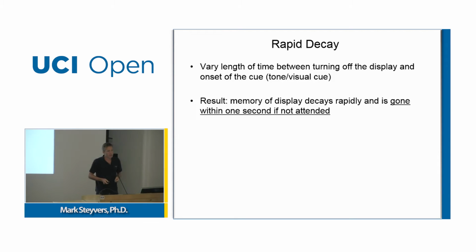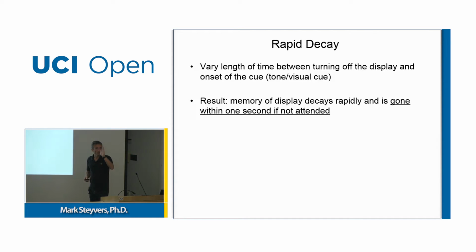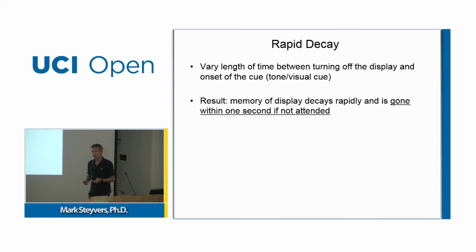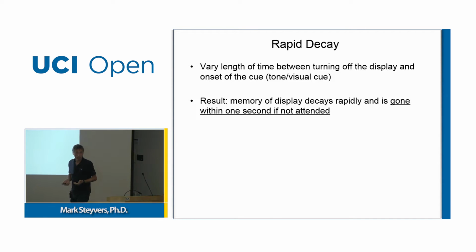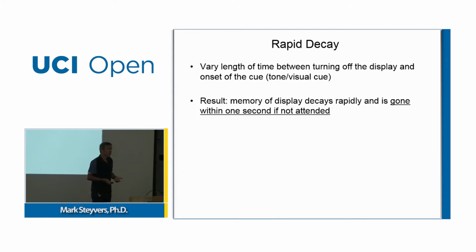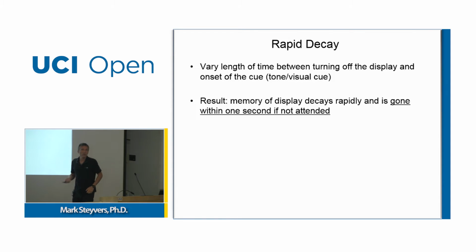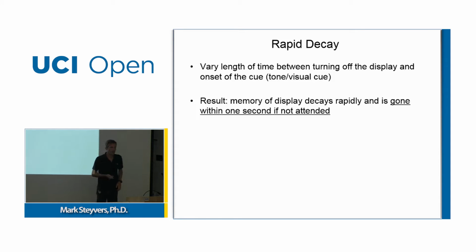So in one experiment, he varied the length of time between the display turning off and the cue coming on. Now, it's pretty easy if the display goes off and you immediately are cued, because things are still in memory, in your sensory memory. It becomes much harder if there's a delay. Now, what he found is that if you delay subjects by a second or so, then most of the information is gone. Subjects have a very hard time in this experiment.